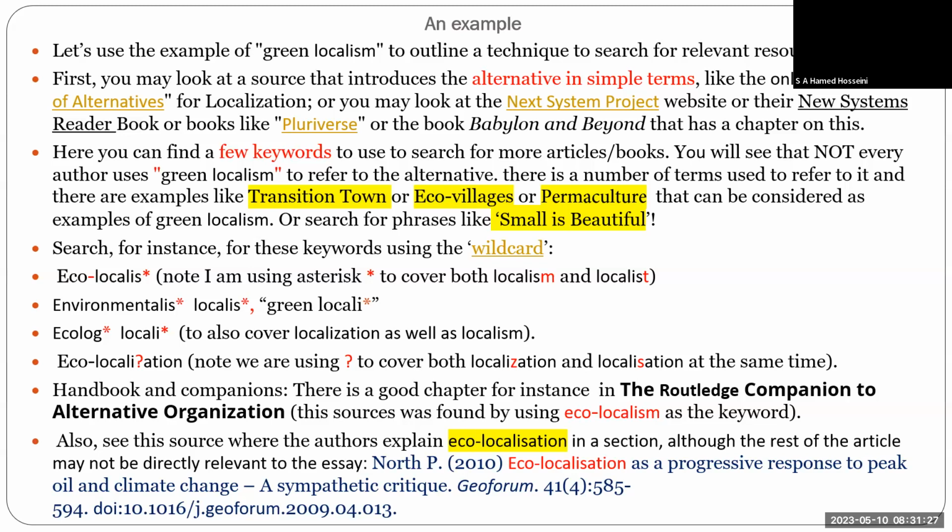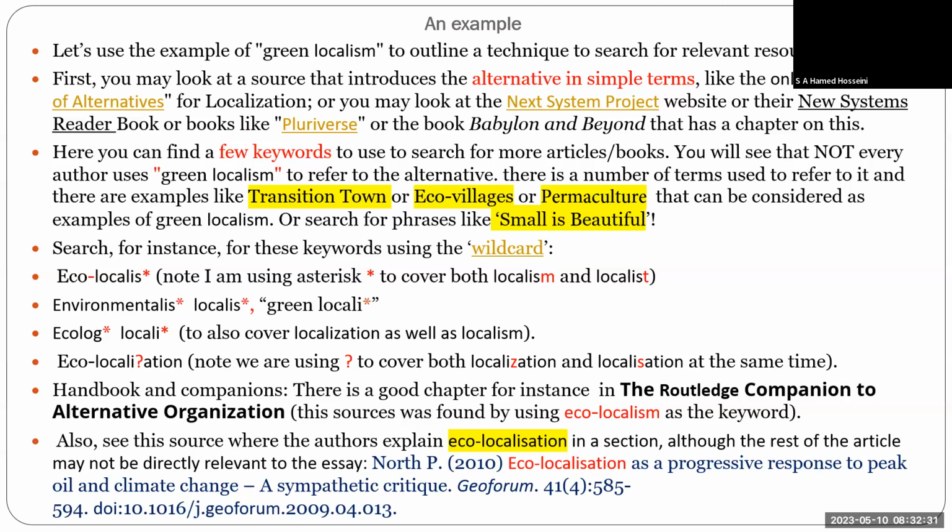So anyway, after consulting the very first few sources we found, we realized there are some interesting examples already on the ground, people doing things that all correspond to this idea of small is beautiful, like the transition towns. I don't know if you're familiar with that or not. Eco villages. A few people have done some very good essays on eco villages, and also the concept of permaculture, which is again kind of localist, but it has a network of projects. So you can also search for these things. You don't need to limit yourself to green localism or eco-localism or green localization or eco-localization or environmentalist localization or environmentalist localism, and so on.